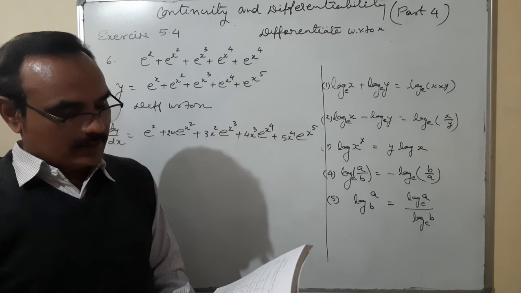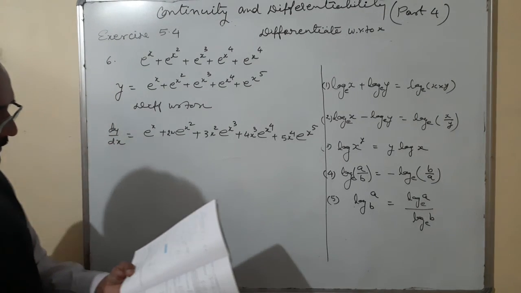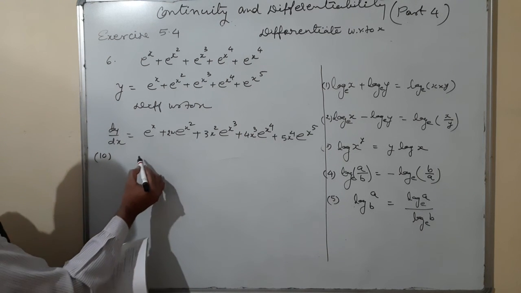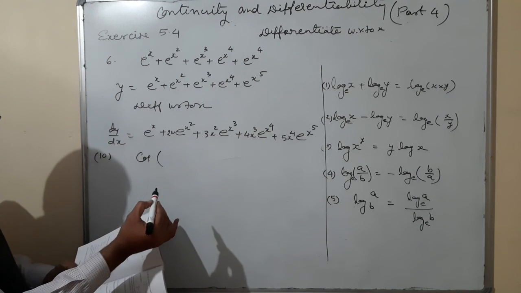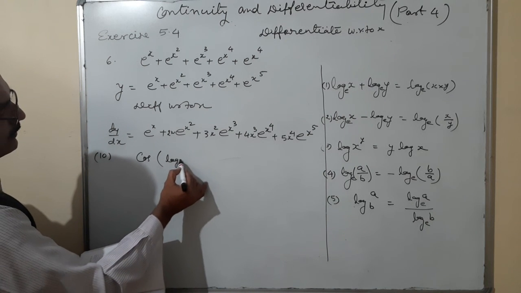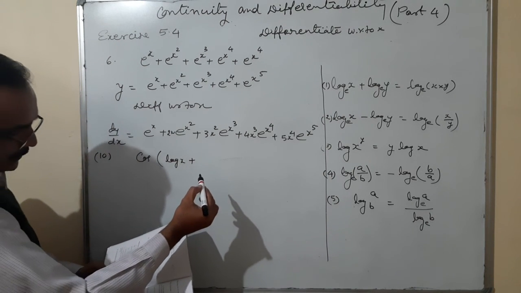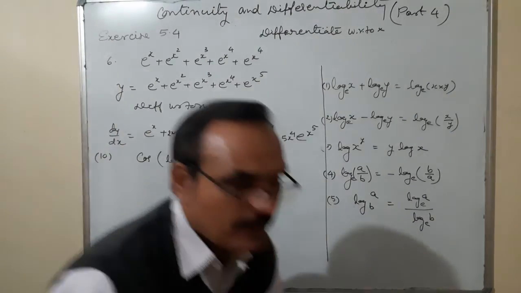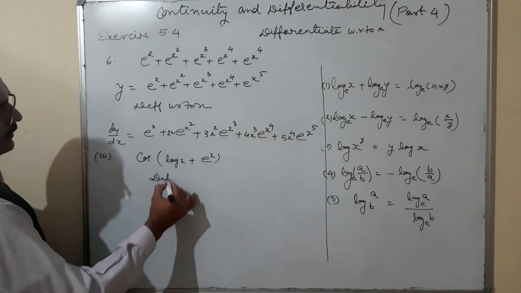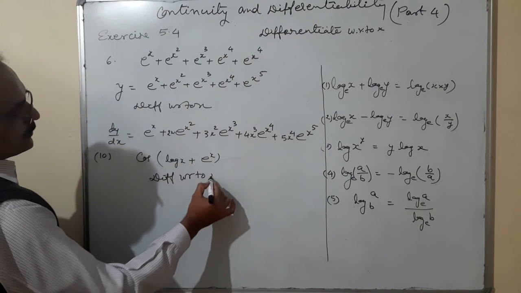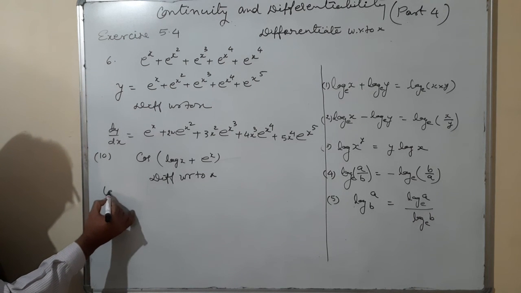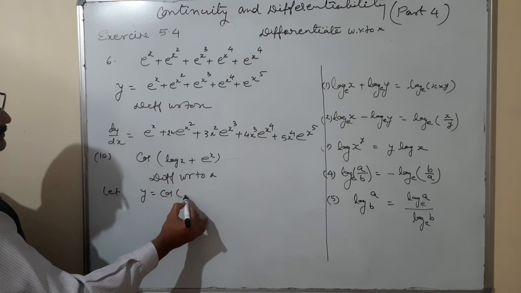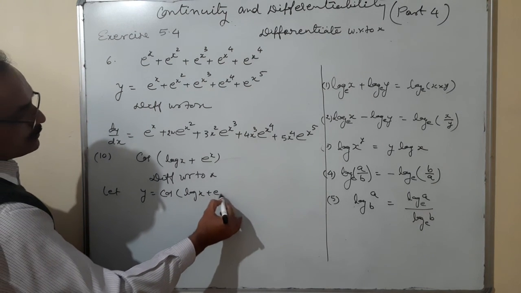Now let us take the last question, number 10 of this exercise. Cos of log x plus e to the power x. Differentiate with respect to x. Let y is equal to cos of log x plus e to the power x.